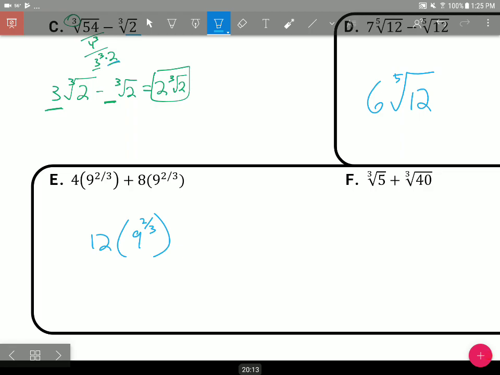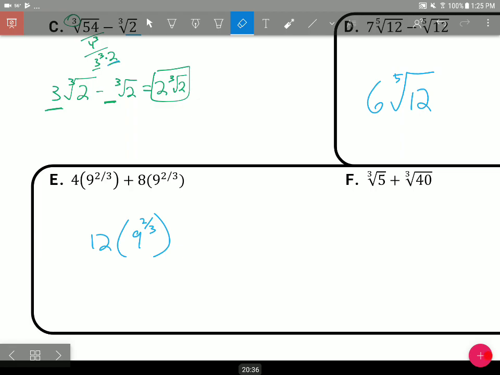Why you leave it inside in letter E? Oh, the exponent? Yes. I could write it like that. I could write it like this. Heck, I could even write it like this. The third root of 9 squared. They all mean the same thing. You follow me? Just different ways of writing it. All right, any questions on D and E?